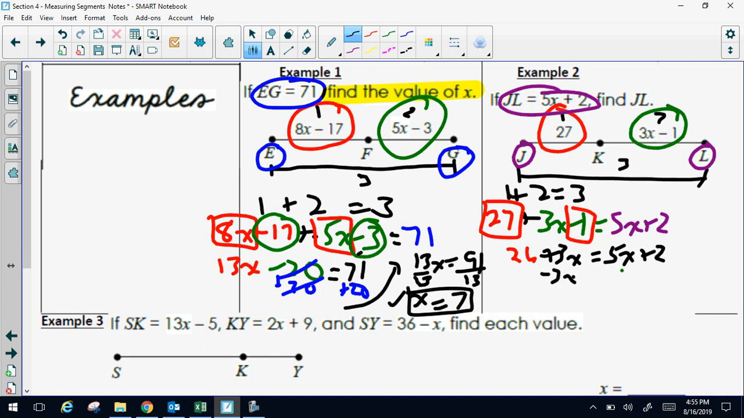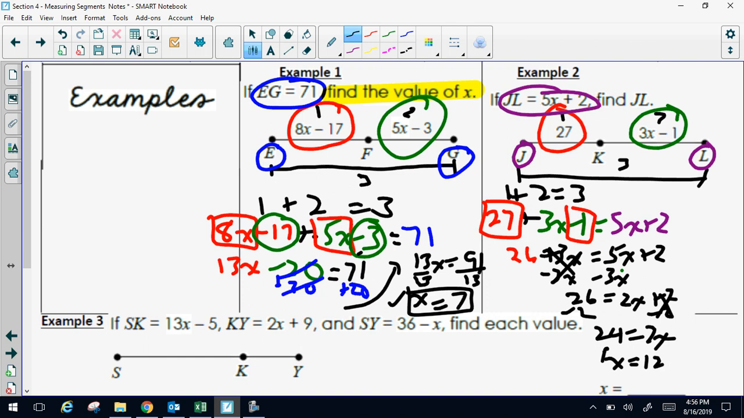Subtract 3x. 26 is equal to 2x plus 2. Subtract 2. So 24 is equal to 2x.